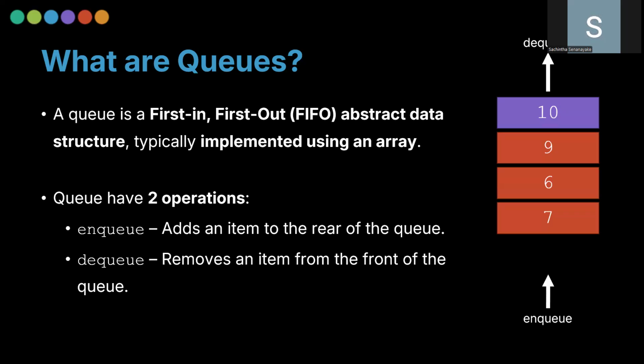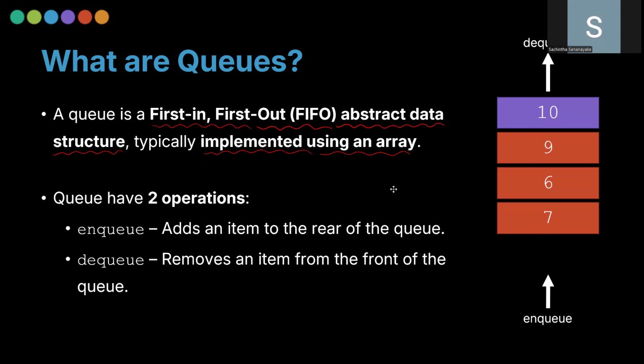Let's now take a look at how queues work, which is the next ADT that we'll be taking a look at. A queue is a first in, first out abstract data structure. To compare this with stacks, stacks were last in, first out. Queues are first in, first out. Queues are typically implemented using an array, just like stacks.